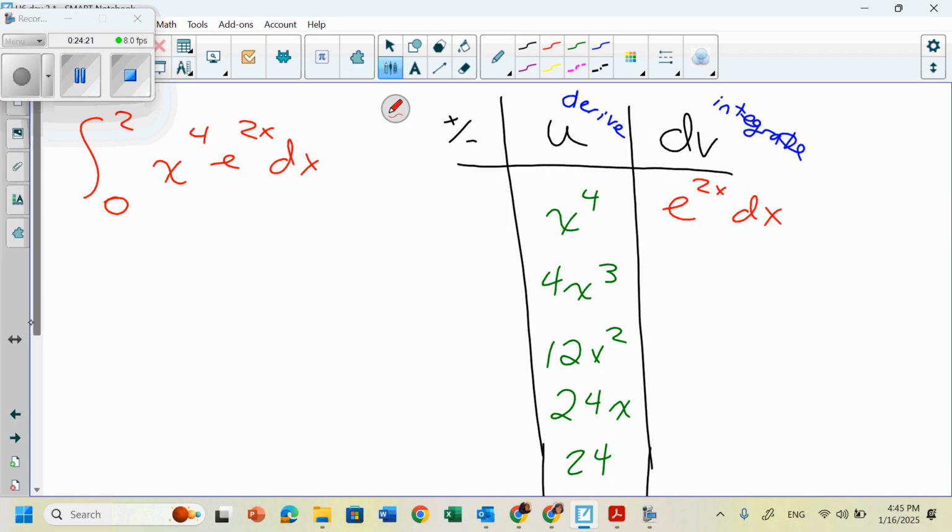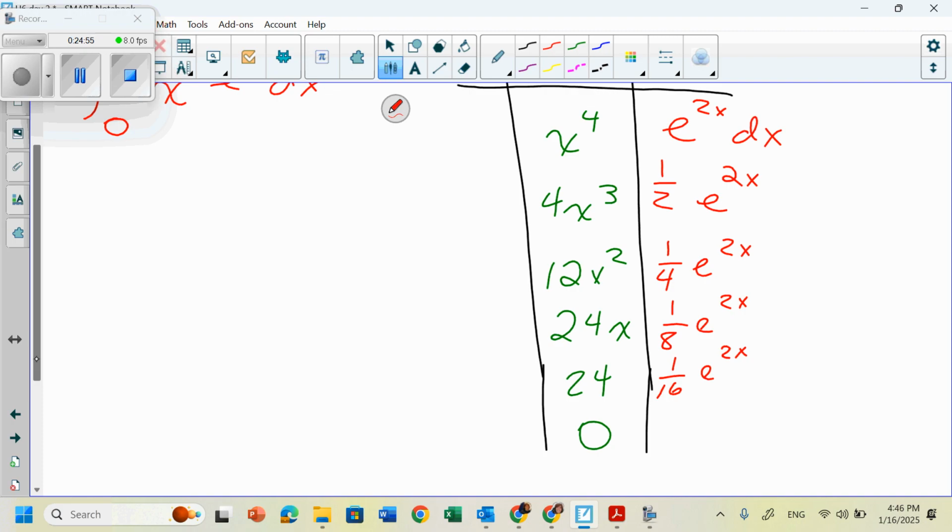The integration of e to the 2x is 1/2 e to the 2x. I'm integrating that again, so again I need another 1/2 in front. So it becomes 1/4 e to the 2x. I need another 1/2 in front: 1/8 e to the 2x. And then it's 1/16 e to the 2x. And then it's 1/32 e to the 2x. So here comes, ooh, I'm not done, I can't do my highlights yet, because I still have to go over here.